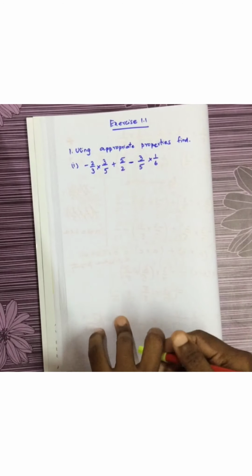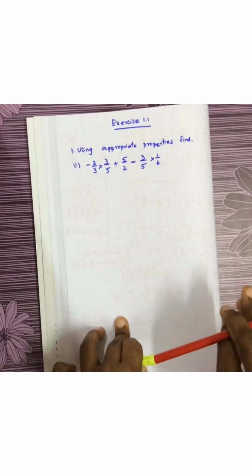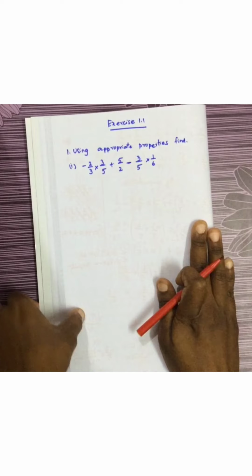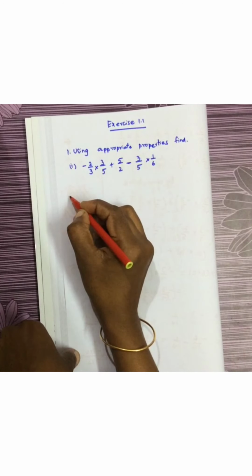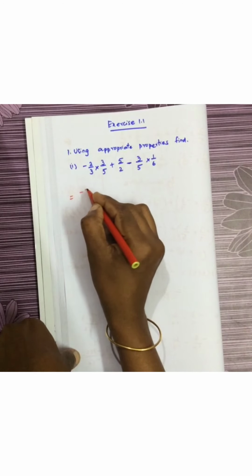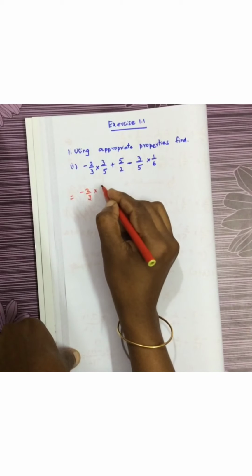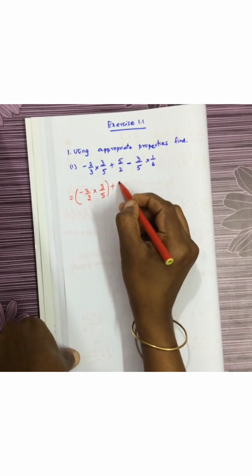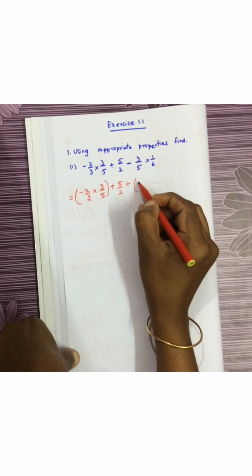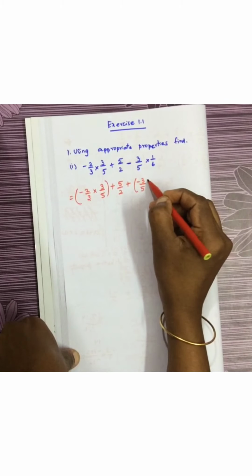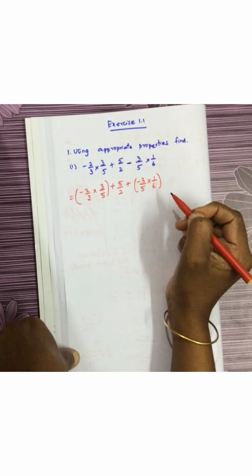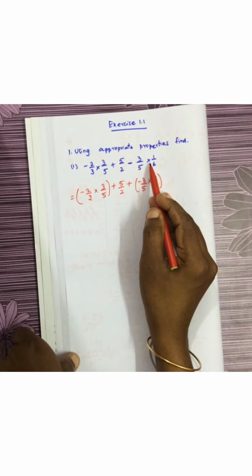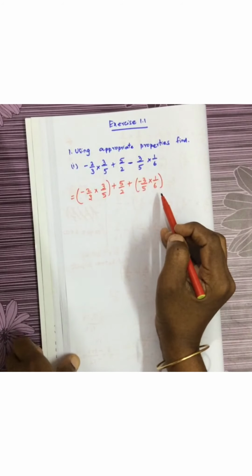So first, we have to put brackets that make the problem easy. How to do that: it is equal to minus 2 by 3 multiplied by 3 by 5, here is one bracket, plus 5 by 2 plus minus 3 by 5 multiplied by 1 by 6. Okay, so here is one multiplication and here is one multiplication. So I am putting two brackets like this.